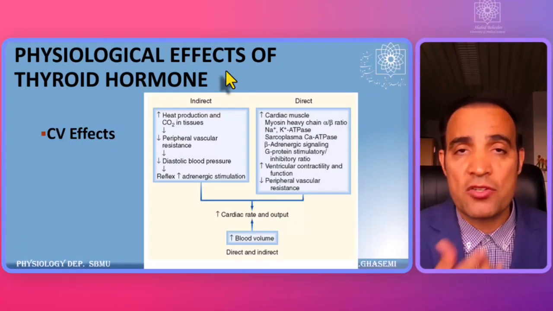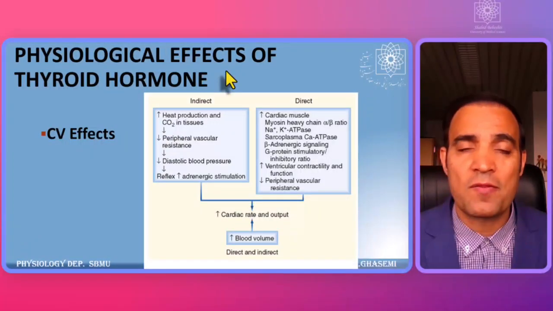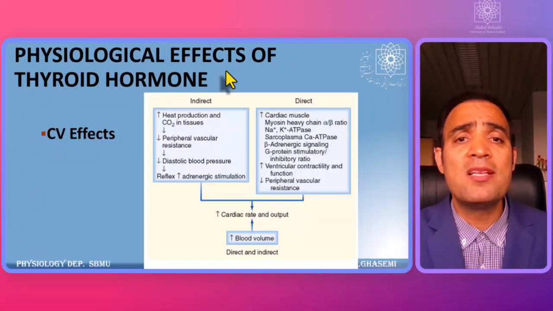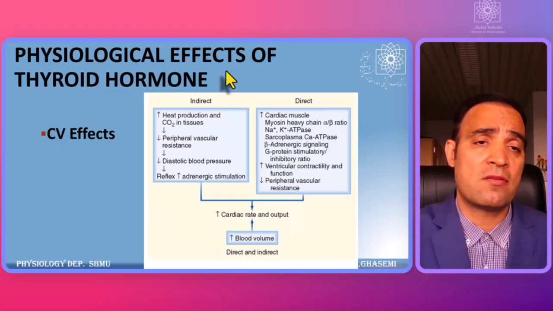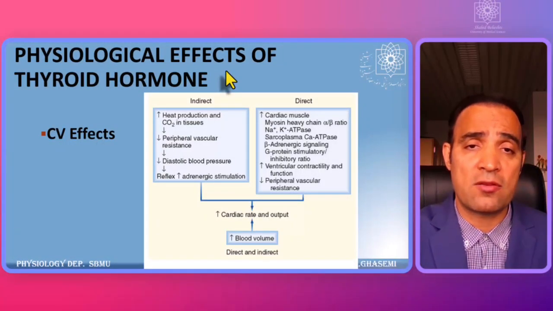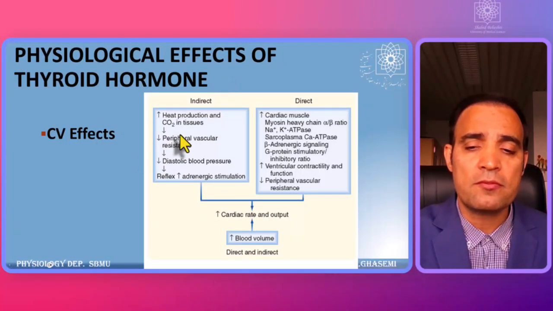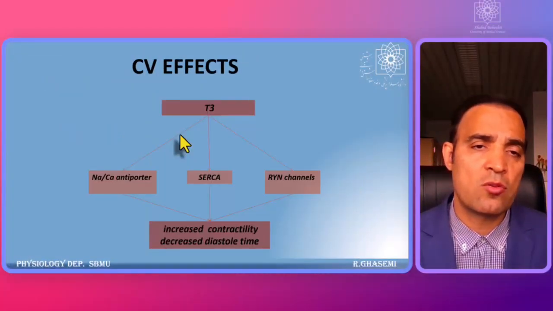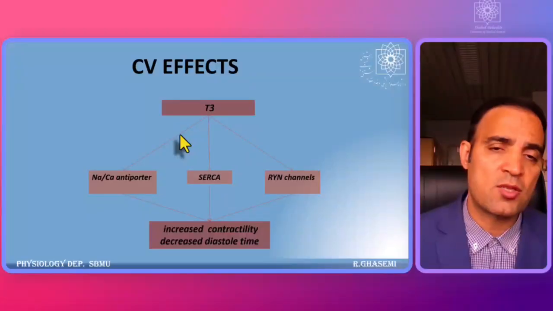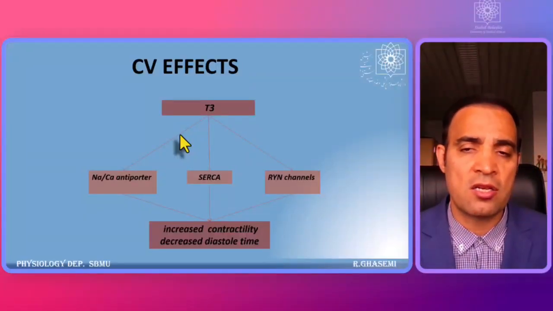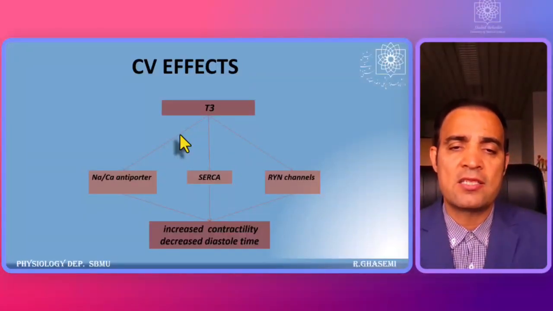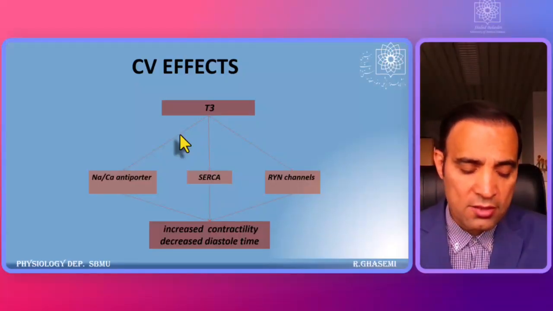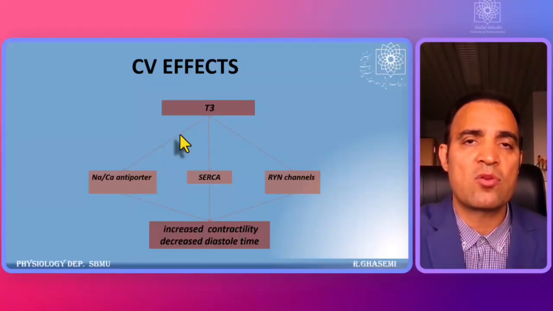This is the normal function of the thyroid hormone. And those who are hyperthyroid, this effect will be higher than normal. This figure shows how thyroid hormone therefore affects the sodium calcium transporter, SERCA, ryanodine channels, and increases contractility and the heart rate, those effects that I told you about.